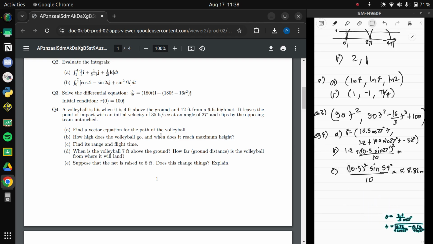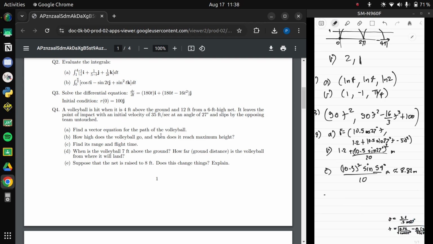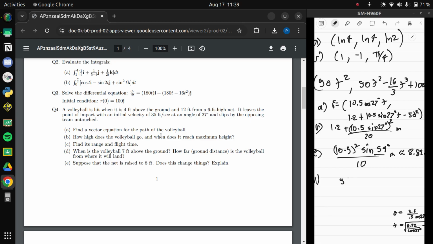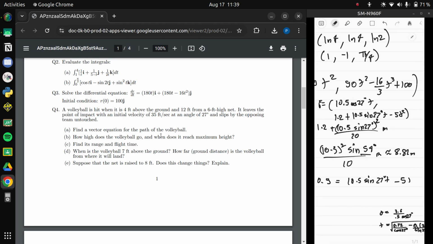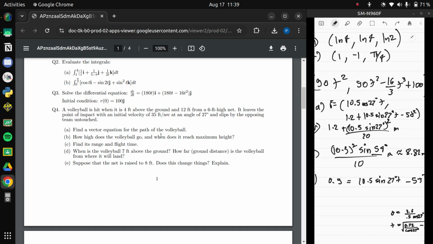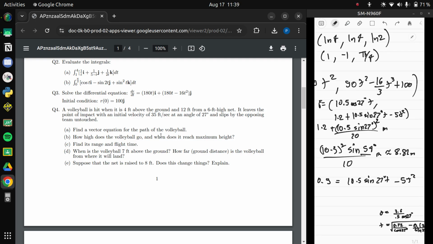I actually don't know if this is a consistent thing, but whatever. So 7 feet is like 2.1. So 2.1 equal to this stuff, which is 0.9 equal to 10.5 sine 27 degree t minus 5t squared. No, I don't want to be solving this quadratic. At that point we want to figure out the value of 10.5 cosine 27 degree t. Yeah, you will have to solve this, won't you? Well, you can certainly figure out when this will happen.